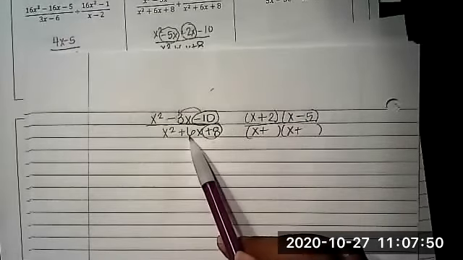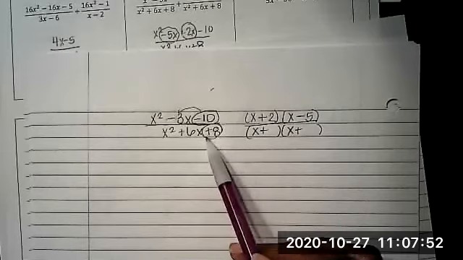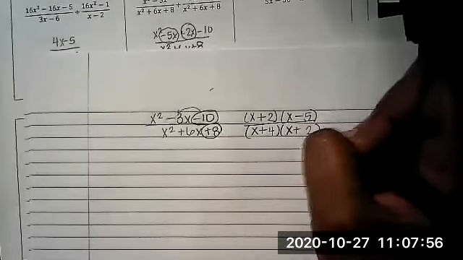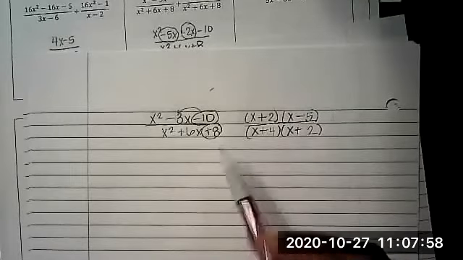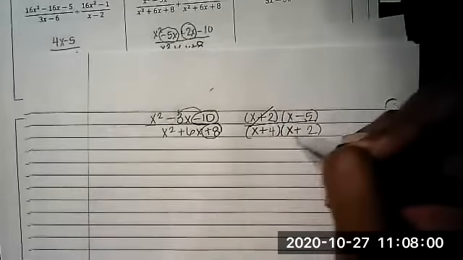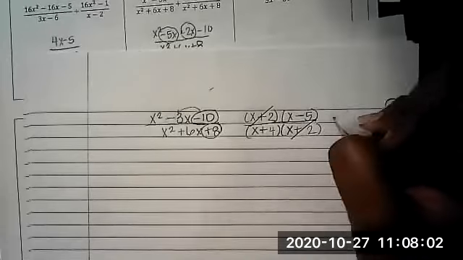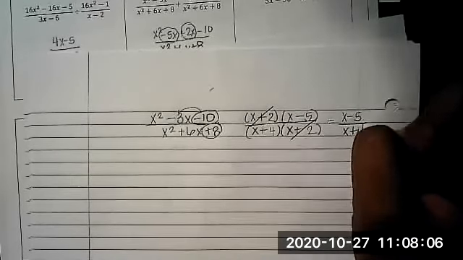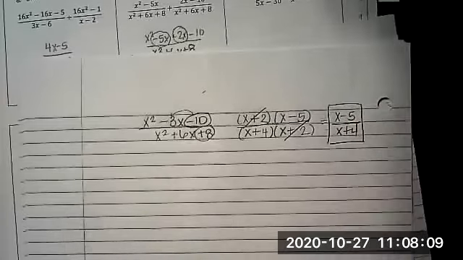Multiples of 8 that add to give you 6. Multiples of 8 to add to give you 6: 4 and 2. Okay, 4 plus 2 is 6, so that's the one we're going to use, and 4 times 2 is 8. Okay, what cancels out here? Looks like the x plus 2s. What's left over is x minus 5 over x plus 4. Okay, this is your answer.